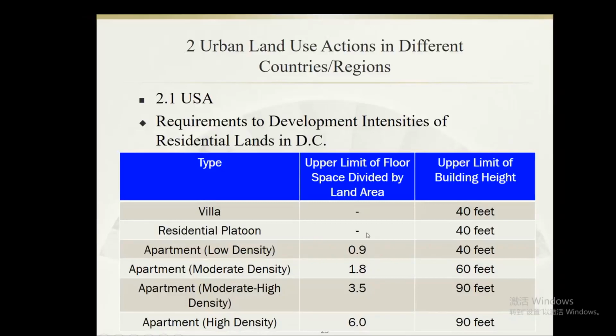At the same time, the upper limit of floor space divided by land area should be smaller than 0.9. Okay? Apartment, moderate density apartment, smaller than 1.8, and no higher than 60 feet. Okay? Apartment, this type or this type, 90 feet high or lower. And this one, upper limit of floor space divided by land area, no bigger than 3.5, no bigger than 6.0.